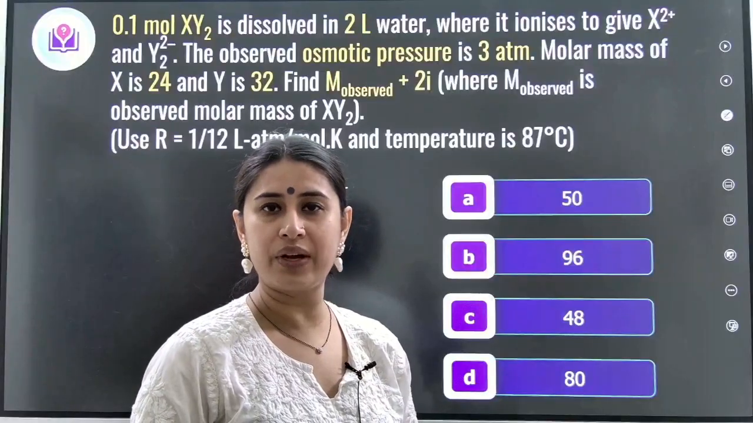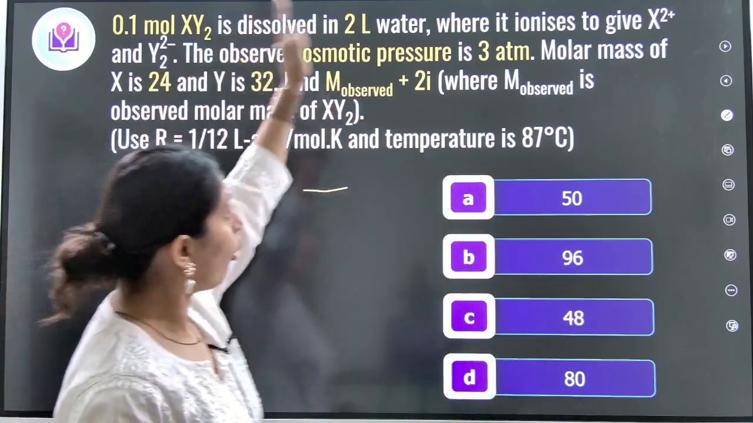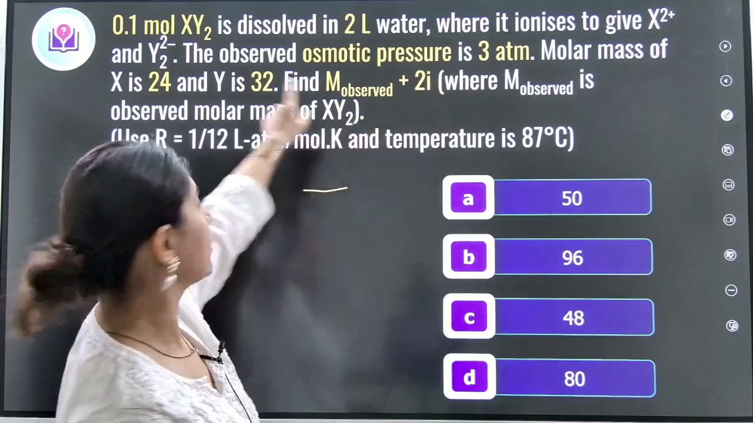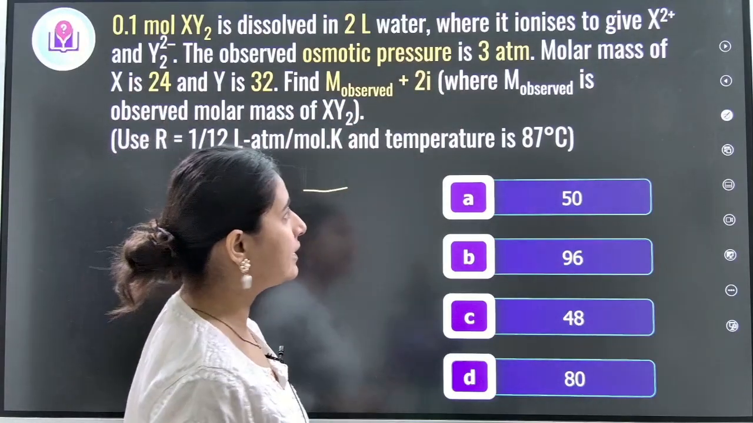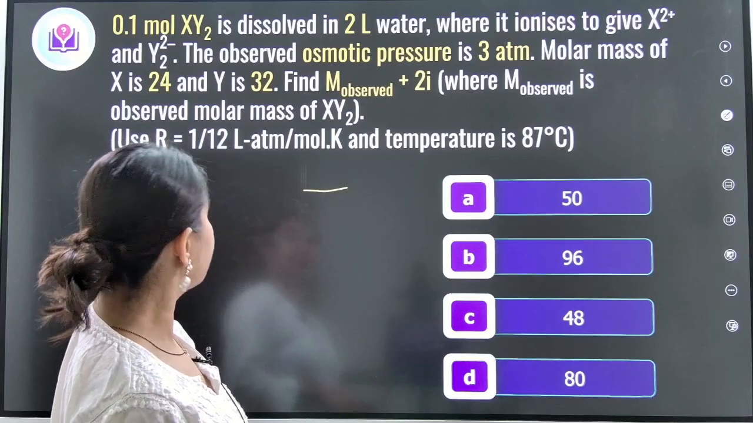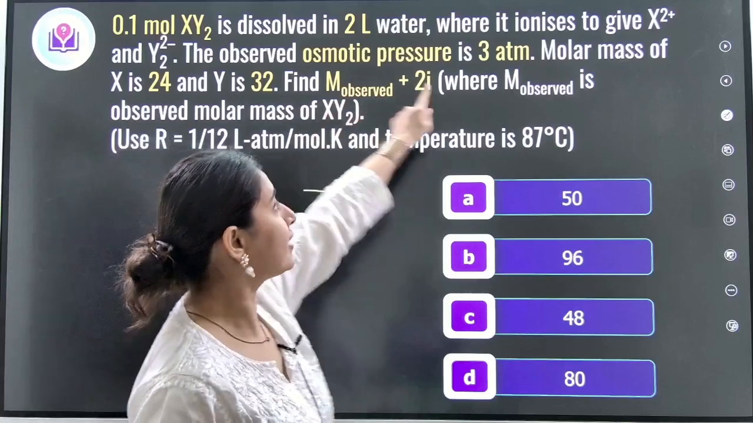So please check this question. Note down whatever is given to you. The moles are given to you. The volume is given to you, where it ionizes to give X2+ and Y2-. The observed osmotic pressure is 3 atm. Molar mass of X is 24 and Y is 32. Find the observed molar mass plus 2i.